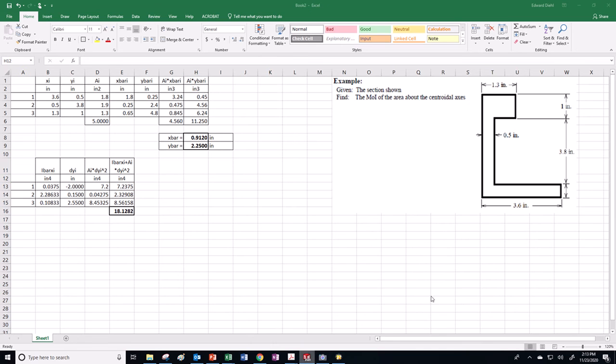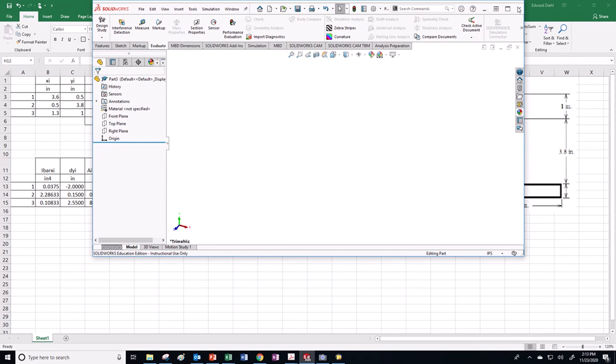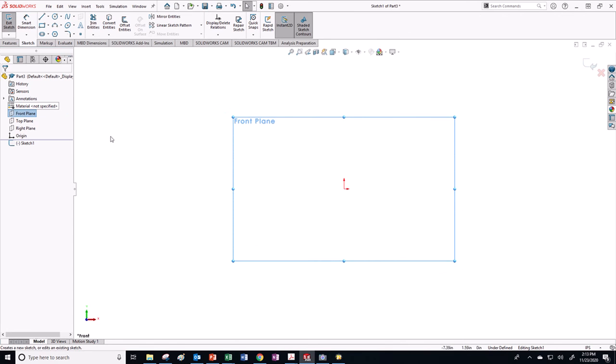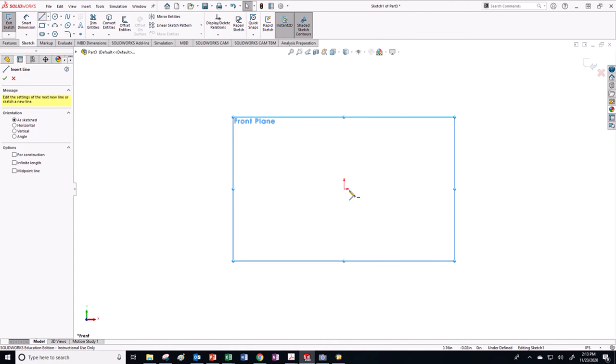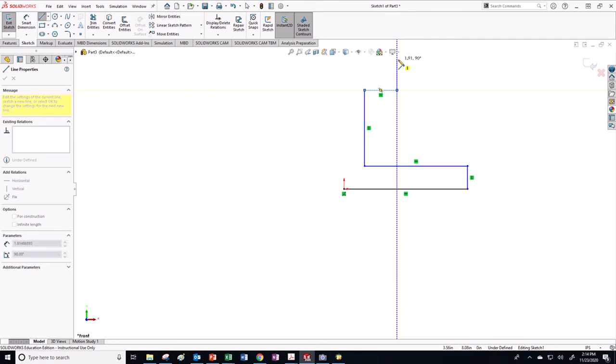And so if we wanted to double check ourselves here, what we could do is go to our handy dandy SolidWorks, and it's in inches, so that's good. So I'm going to create a sketch in here, and I think I'll just draw the thing out here. Let's see. It looks like that. Something like that. Boom. Something like that.